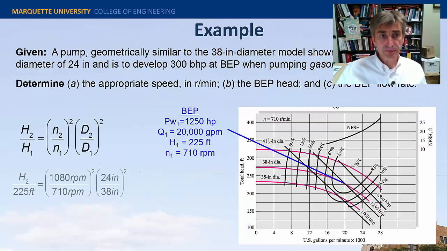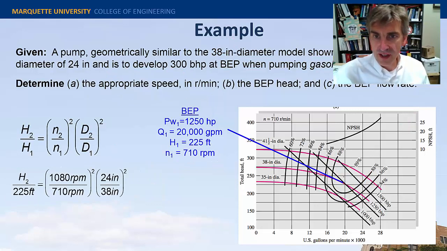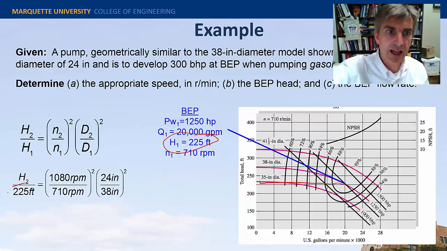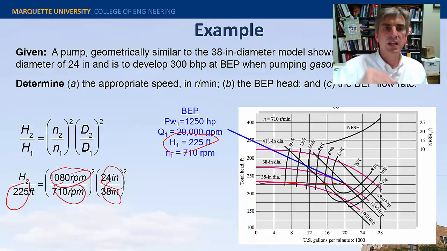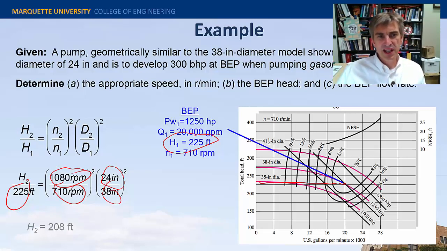Same with the head. It was generating at this location about 225 feet of head at 710 RPM with a 38-inch impeller. When I change it to the 24.8-inch impeller and I rotate it at this 1080 RPM, it should generate about 208 feet of head.